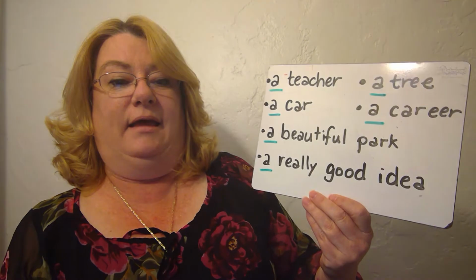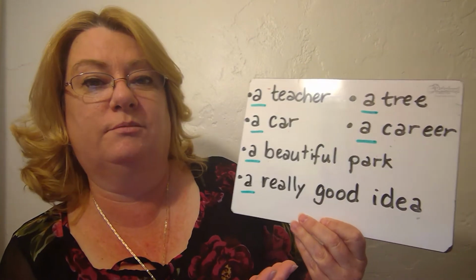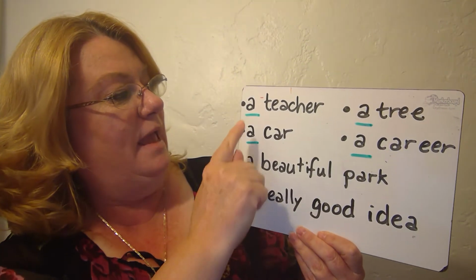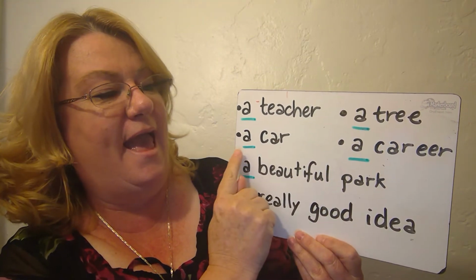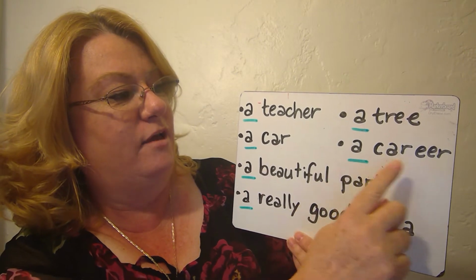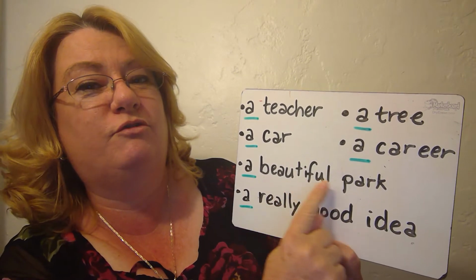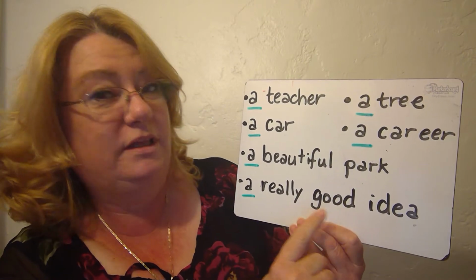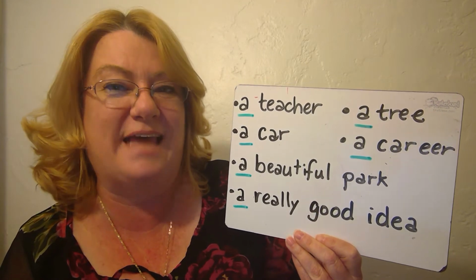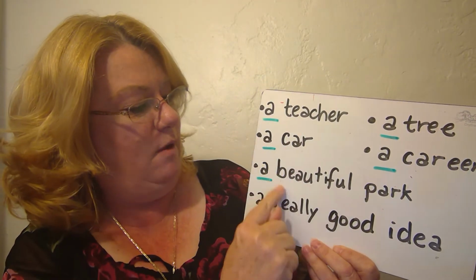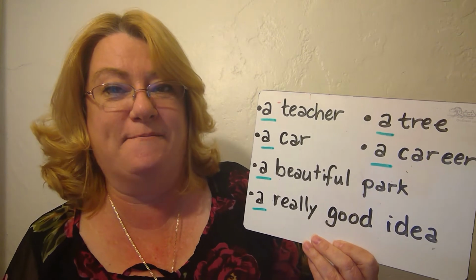It's the sounds, not the letter. Let's look at some examples of a and an, and we will begin first with a. They're singular nouns, and you can see this: a teacher, a tree, a car, a career, a beautiful park, a really good idea. All of these use a because there is a consonant sound at the beginning of the word that follows a.